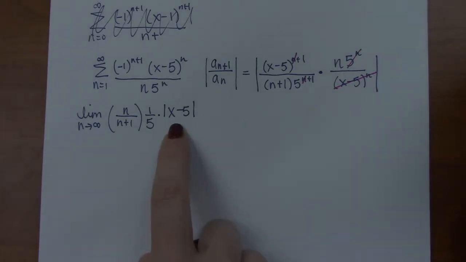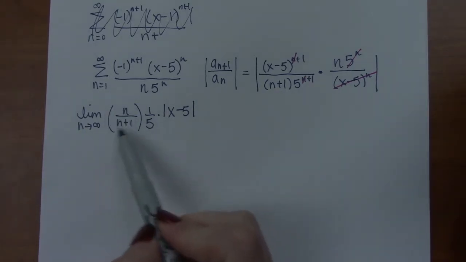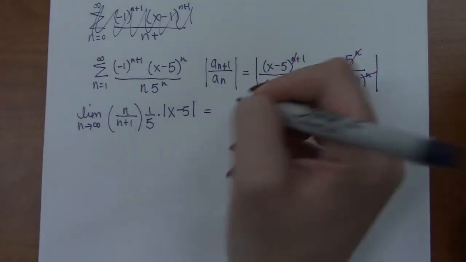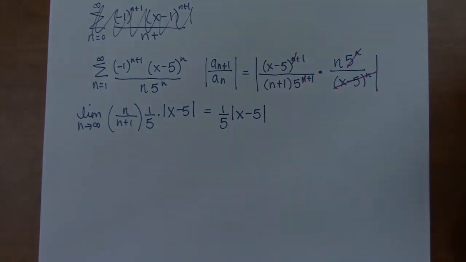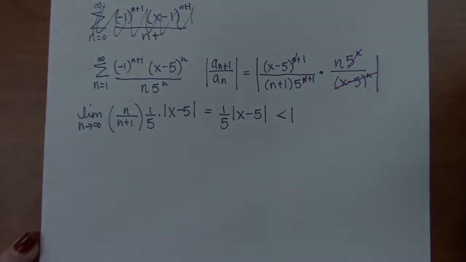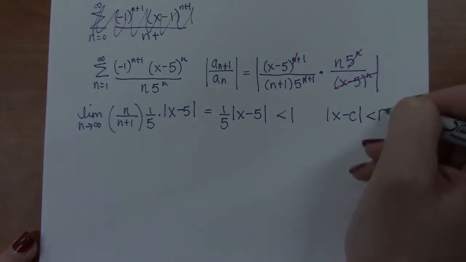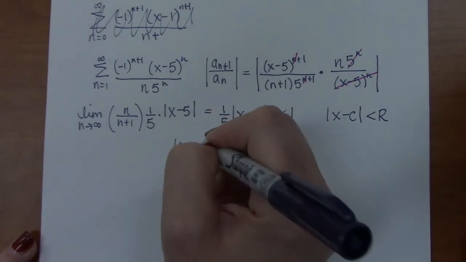So x minus 5 you treat like a constant, because in the limit, n is the variable. So the limit of the stuff in parentheses right here is just 1. Right? Everybody good with that? So what I end up getting is 1/5 times the absolute value of x minus 5. In order to converge, the ratio test says this has to be less than 1. Okay? So the radius of convergence here is not 1, right? Because for the radius of convergence, we need the form absolute value of x minus c is less than r. So what I'll do here is multiply both sides by 5.